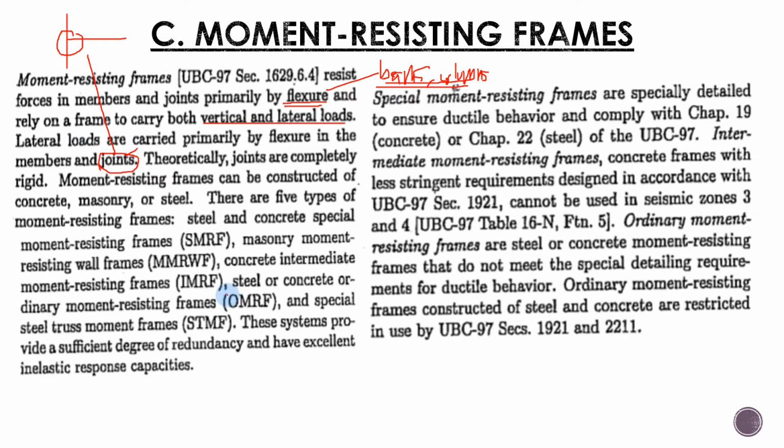So theoretically, joints are completely rigid. Okay, so gahi gyud siya, kay during earthquake guys, kasagaran ang joints ang tirahon sa earthquake. So moment resisting frames can be constructed of concrete, masonry, or steel. So there are 5 types of moment resisting frames.